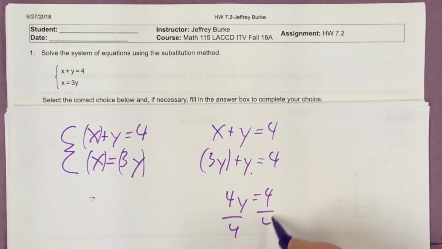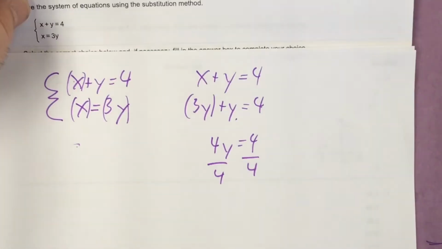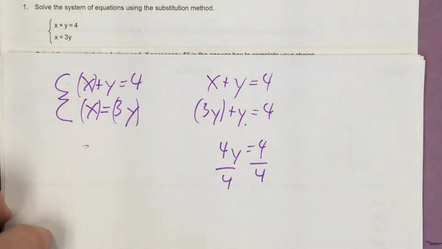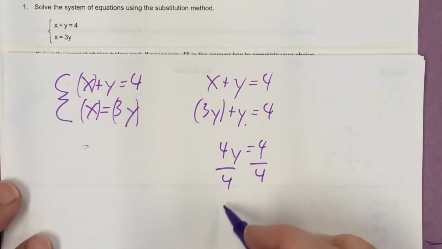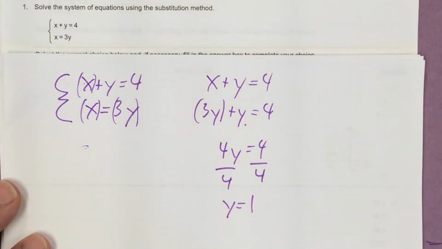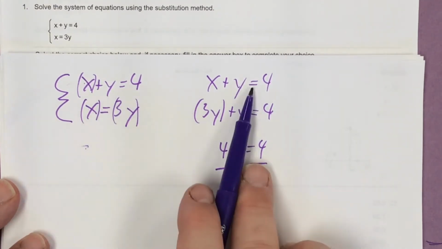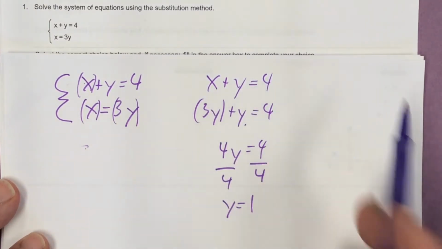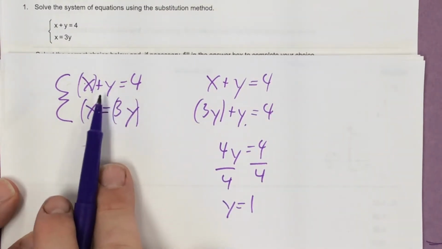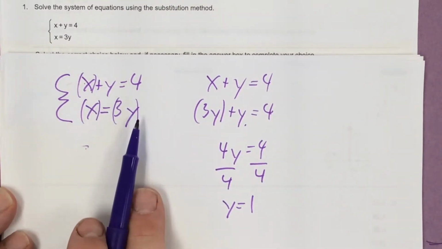So we go ahead and divide both sides by 4, and when we put that through, we're going to get y is equal to 1. Now we know the value of y, we still need to find the value of x. Now, because I substituted it into the second equation here, I can really use either equation, but I need to use one of the originals.